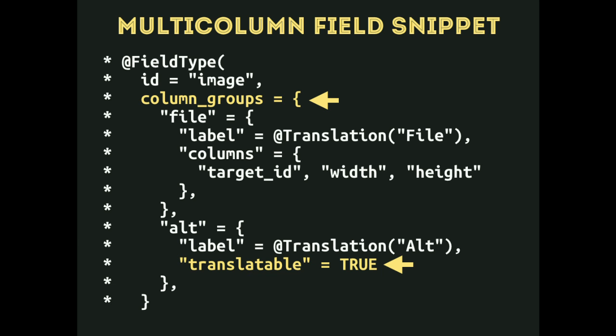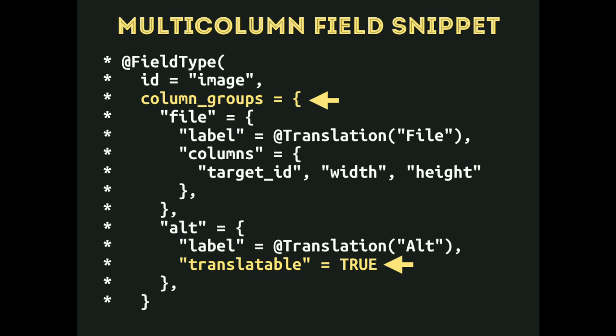But these are just defaults for translatability or not, because configurable fields can always be configured to be translatable. So you can set up column groups that allow Drupal to go to the subfield level and say, I want to only translate part of this field. In this case, you want to translate maybe the alt text, but you want to keep the same file. That is a good use case for stores. If you sell the same product, but you want to have separate text on them per language, then you would use the same image field. And this is how it's coded on the field definition.